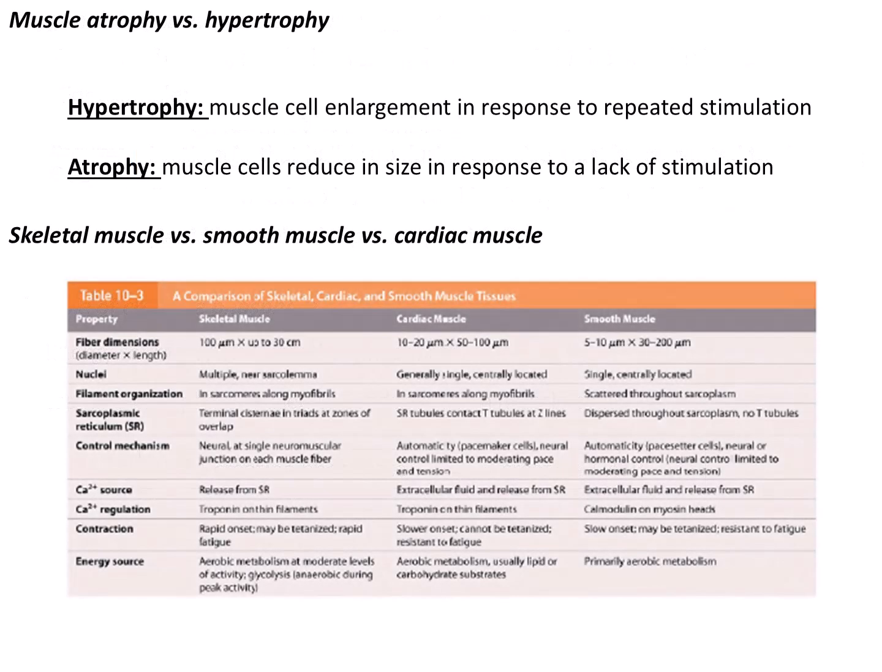Muscle hypertrophy refers to muscle cell enlargement. Muscle cell enlargement is in response to repeated stimulation. For example, if you are strength training and lifting weights, your muscle cells will enlarge. It's important to understand that strength training is not increasing the number of muscle cells, but rather increasing the size of the muscle cells you have.